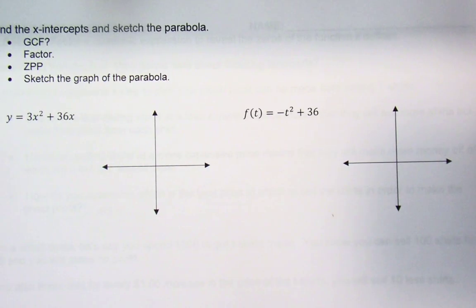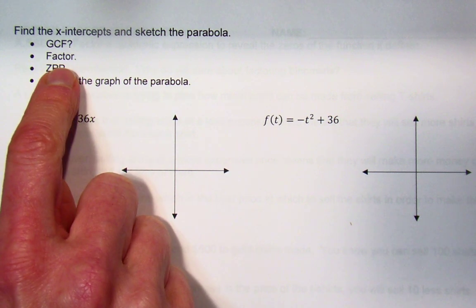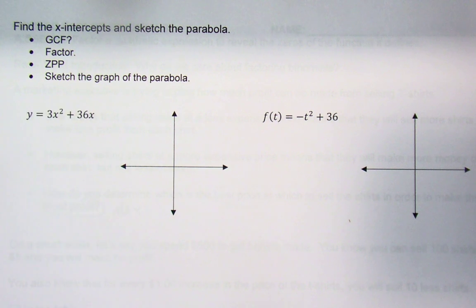On this paper, it's asking us to go even further. Not only do they want us to tell if there's a GCF and to factor these expressions, but then they want us to use the zero product property and sketch the graph of a parabola. It sounds very much like what we were doing before, and we're just going to keep going with those concepts, but now do it with binomials.